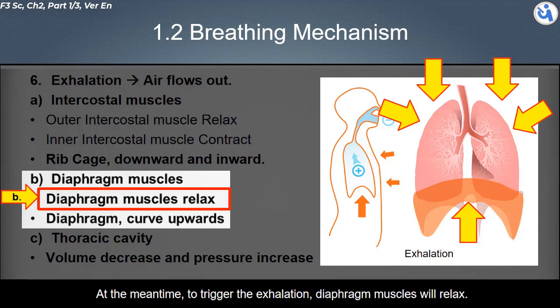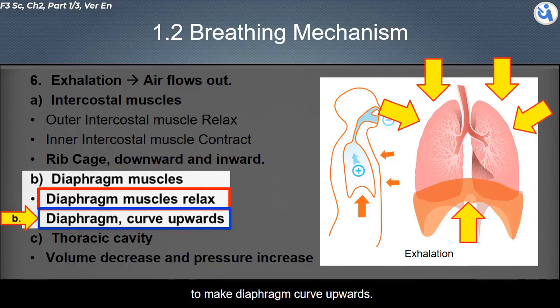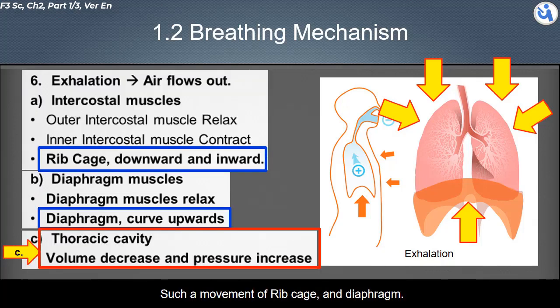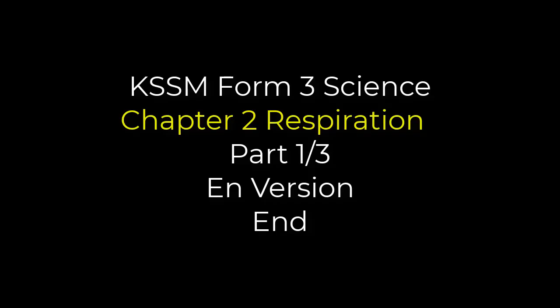At the meantime, to trigger the exhalation, diaphragm muscles will relax to make diaphragm curve upwards. Such a movement of rib cage and diaphragm makes the thoracic cavity volume decrease and pressure increase. The high pressure of thoracic cavity makes the air flow out from lungs.